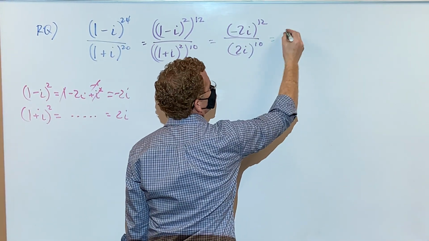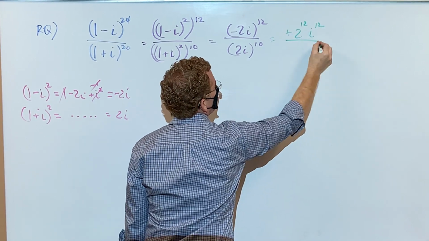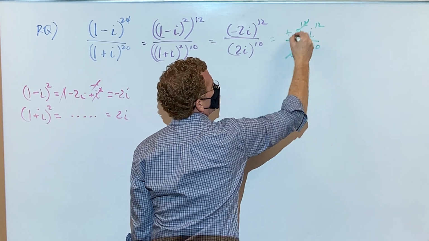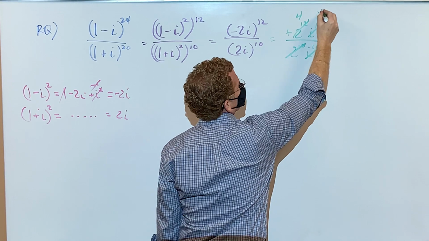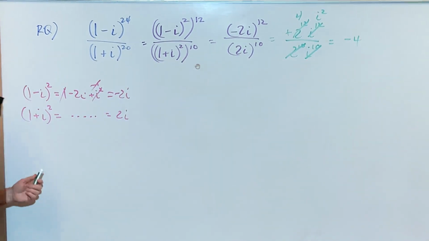12 negatives gives me a positive. 2 to the 12th, i to the 12th. 2 to the 10th, i to the 10th. All but 2 of those cancel. All but an i squared cancels, and 4i squared is negative 4. And that's the same thing I got the first time. And that's a nice trick when you see these 1 minus i's, 1 plus i's in there. You don't have to always go through de Moivre's thing. You know?